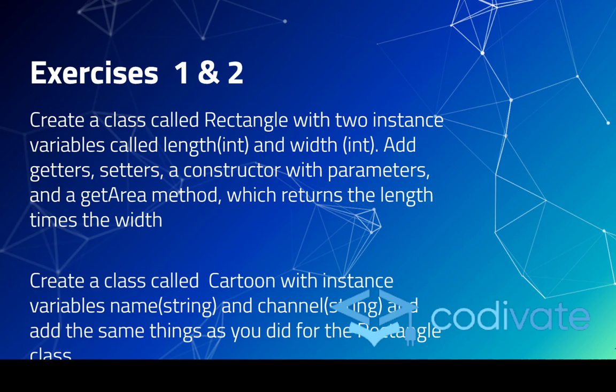For the Cartoon class, there's a lot less to do. All I want is you to just make a class called Cartoon and have 2 strings. One's named name, and then one's named channel. And add the setters and getters for both of them. So I want 4 setters and getters in total for the Cartoon class. And that is all.